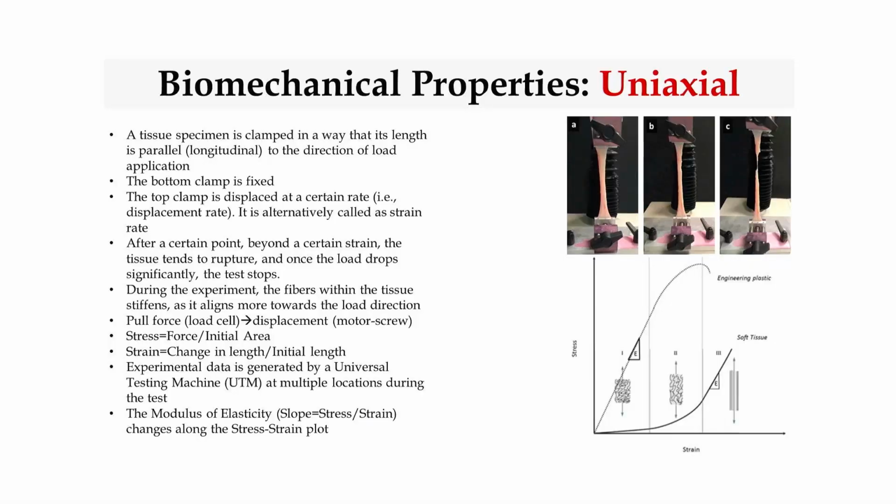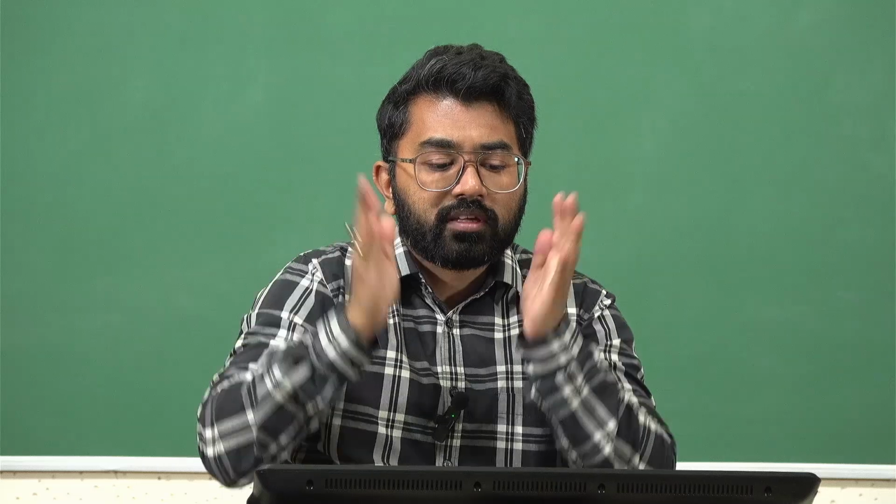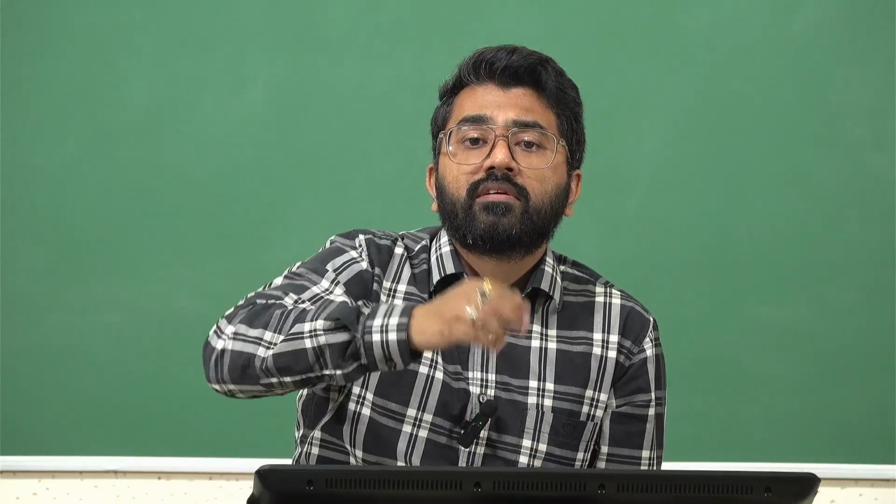So the tissue specimen which you get in the form of a rectangular specimen is typically clamped in a way that its length is parallel or longitudinal, these are interchangeable terms, to the direction of the load application. So if we are pulling a specimen like this, the specimen should be clamped in a way that the rectangle is not like this, it is like this, because it is being pulled. So it's along the length, right? That is what is known as longitude.